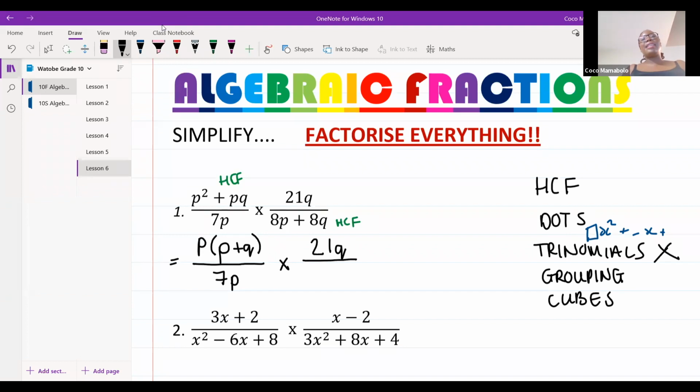And then let's have a look at 8p plus 8q. What do 8p and 8q have in common, guys? Let me know.